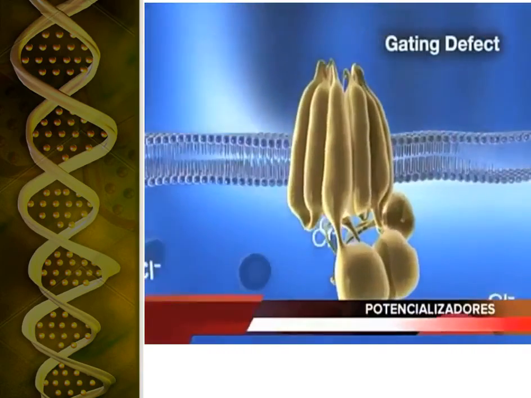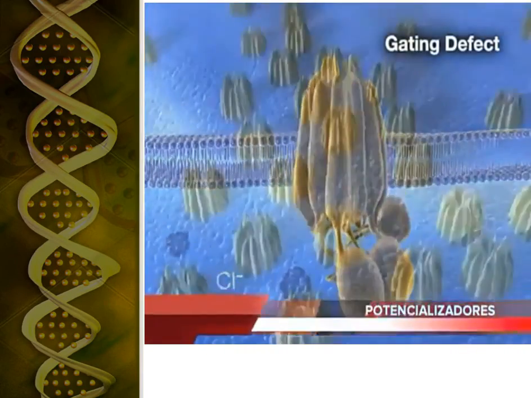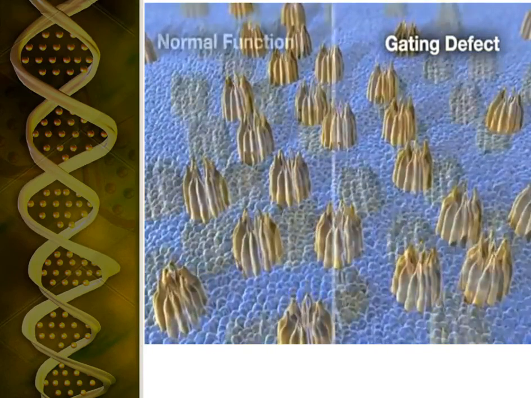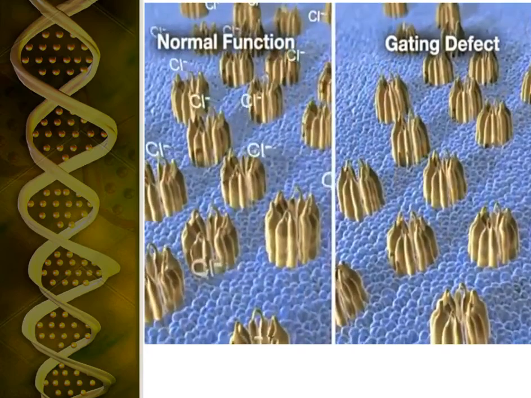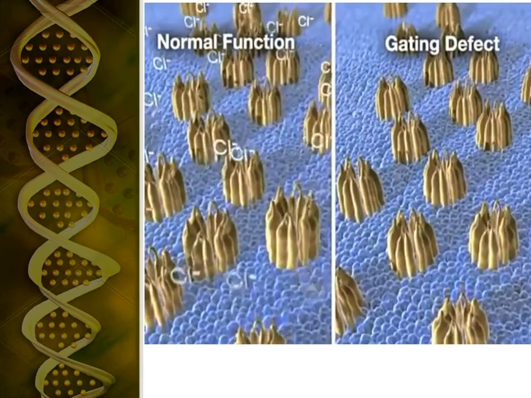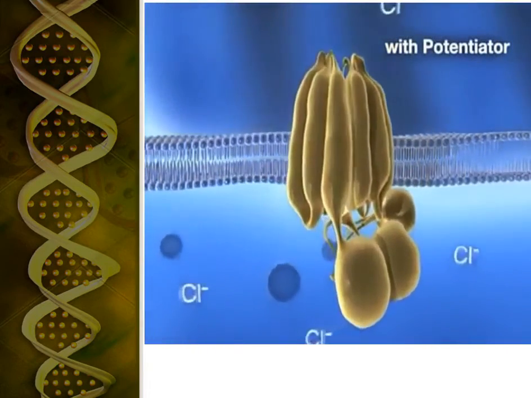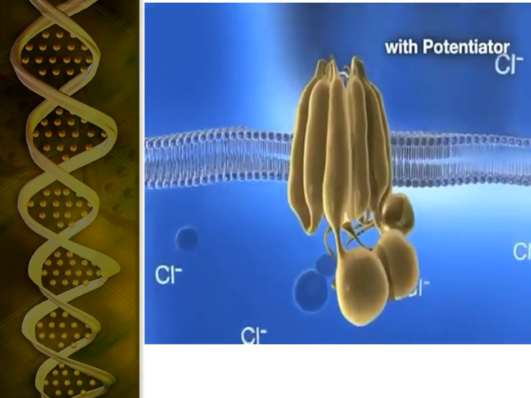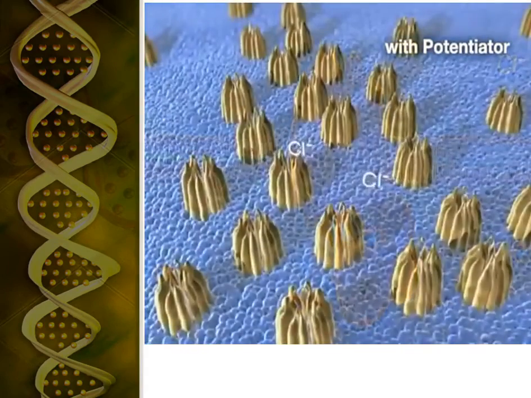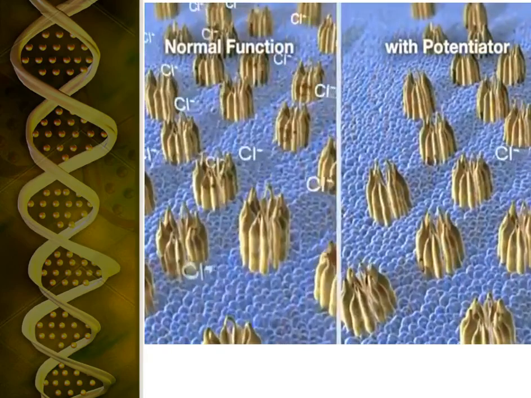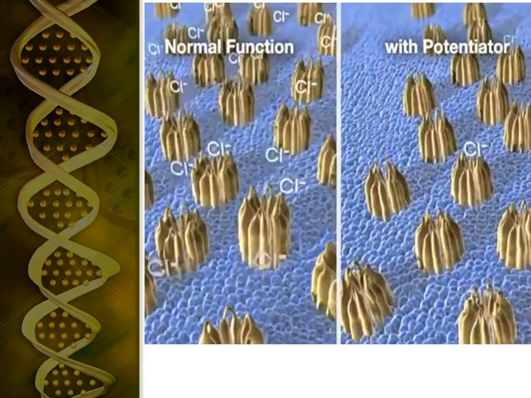With other CFTR mutations, although the CFTR protein reaches the cell surface and is present in normal amounts, it fails to transport chloride due to impaired activity of the channel. Investigational agents called CFTR potentiators aim to increase the channel activity of the CFTR protein located at the cell surface, resulting in enhanced ion transport.